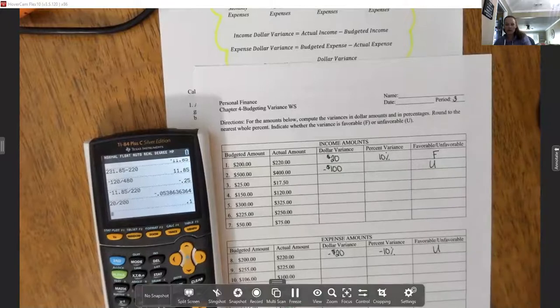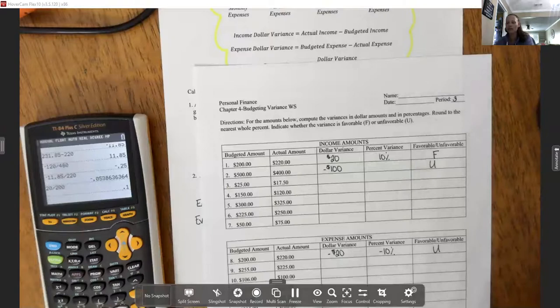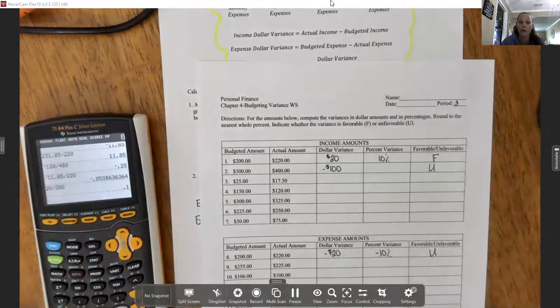If you have questions on this worksheet, I'll stick around at the end of class. I could even do more with you guys for those people that feel like they need more help on the math.